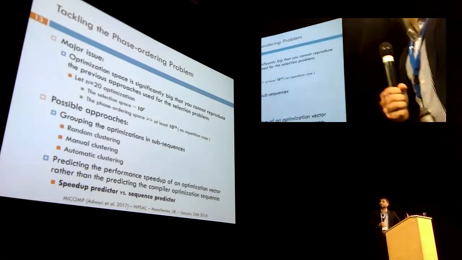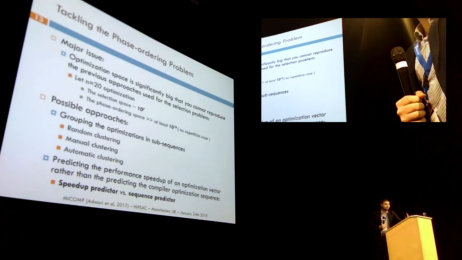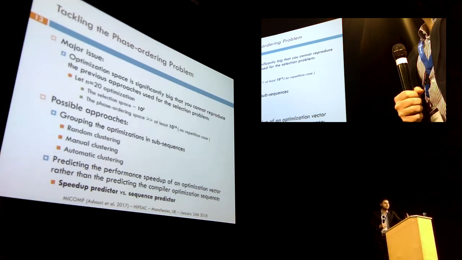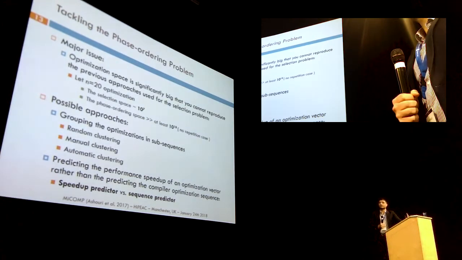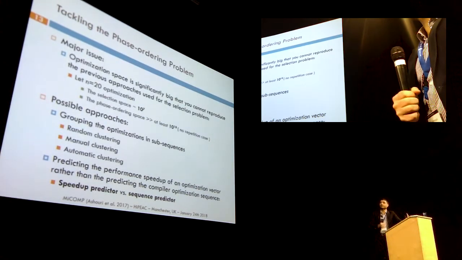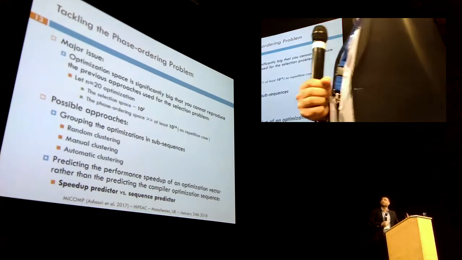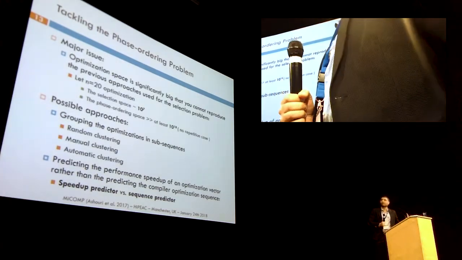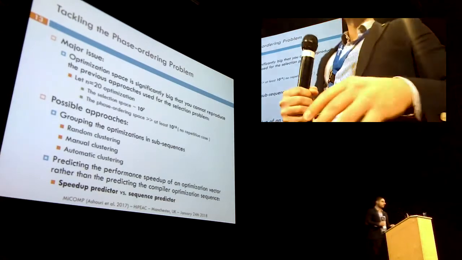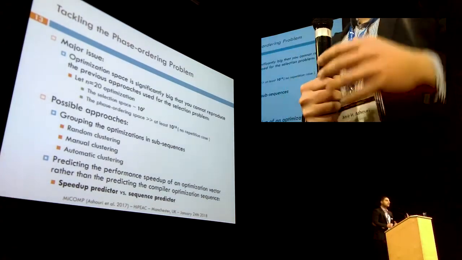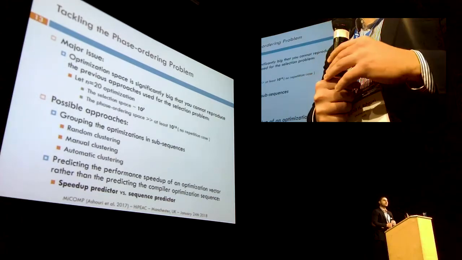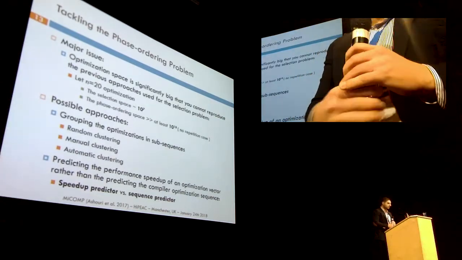So what we were thinking about was, can we first reduce the optimization space in a way that the performance we gain doesn't get worse? So that's why we thought about clustering methods. In the past, we've had papers that applied random clustering or manual clustering using compiler knowledge. So we thought we should expand this into automatic clustering.